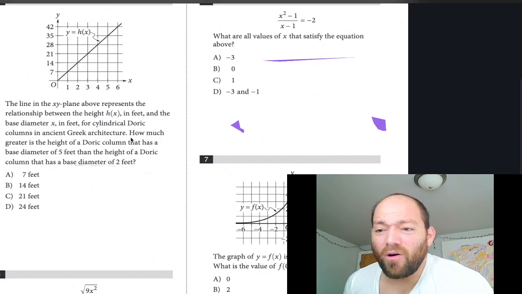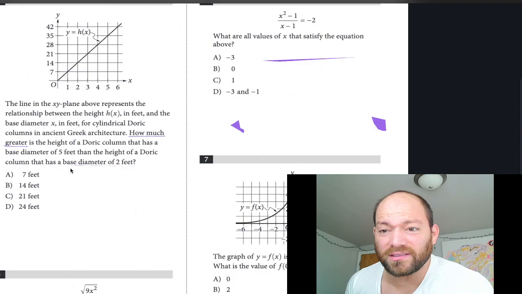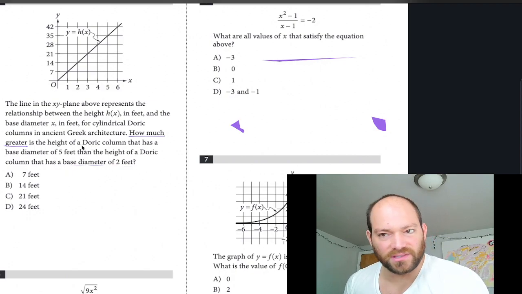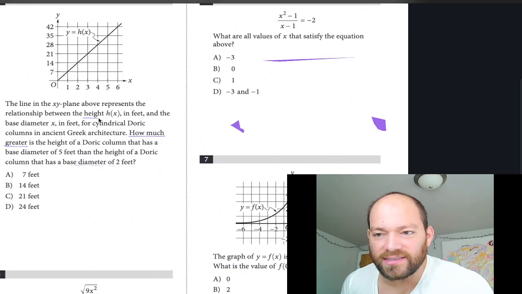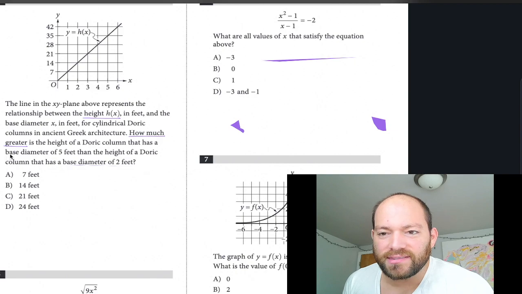Okay, how much greater, they're saying in the question? That means we're going to subtract one thing from another. They want to know how much greater is the height of stuff. Height, as they say, is the h of x, meaning it's the y value. And they say base diameter of 5 versus base diameter of 2. We also know the base diameter is the x.